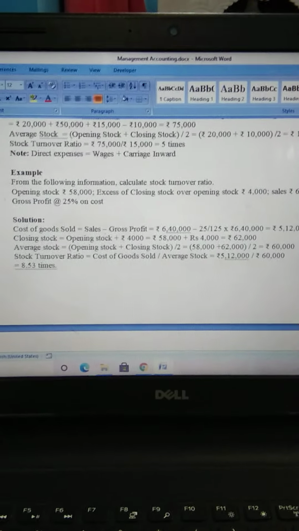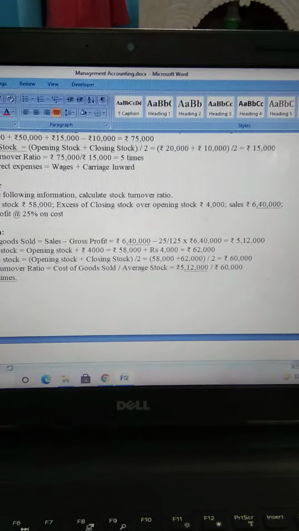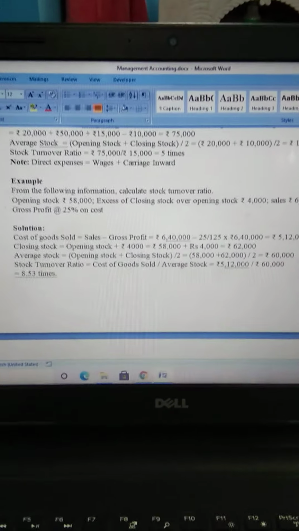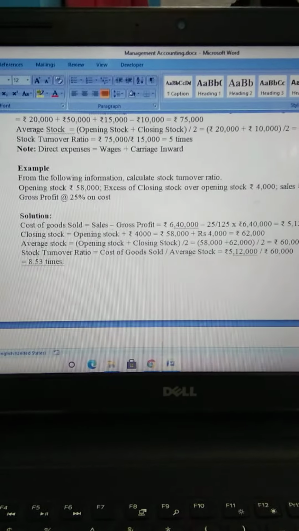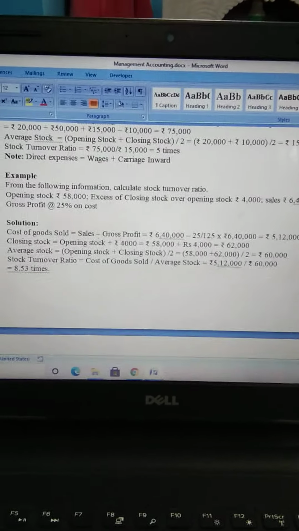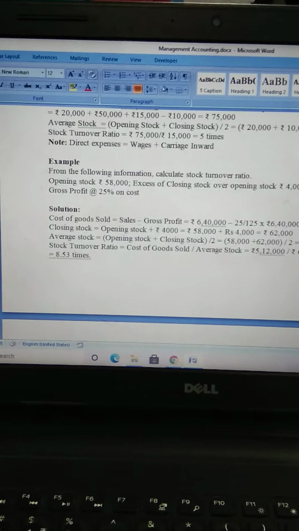That's why 6,40,000 into 25 by 125 gives the profit, so cost of goods sold is 5,12,000. Closing stock equals opening stock plus 4,000, as they have told that the closing stock is 4,000 higher than the opening stock. We calculate the average stock, opening stock plus closing stock divided by 2, and the stock turnover ratio, cost of goods sold by average stock, is 8.53 times.